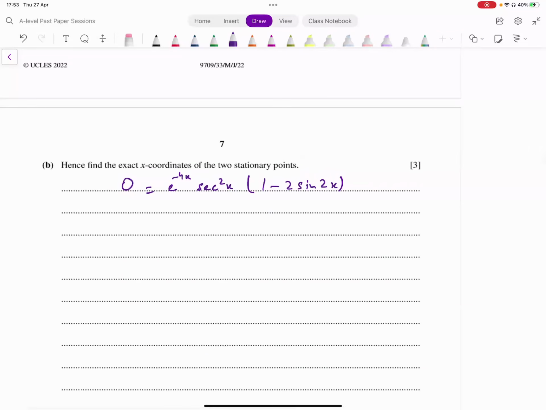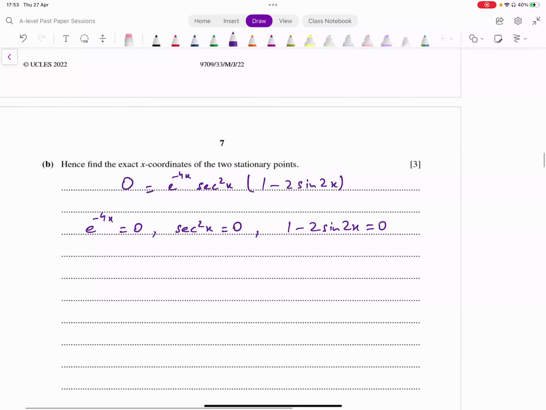Okay, now these three things are being multiplied: e raised to power minus 4x, secant square x and 1 minus 2 sine 2x, right? Now you have a product and its product is 0, which means either the first expression will be 0, e raised to power minus 4x should be 0, that's one possibility, or secant square x should be equal to 0, that's another possibility, or 1 minus 2 sine 2x should be equal to 0. We get 3 equations from this.